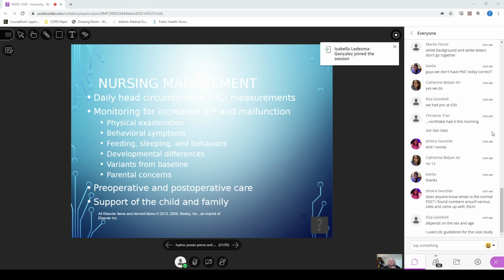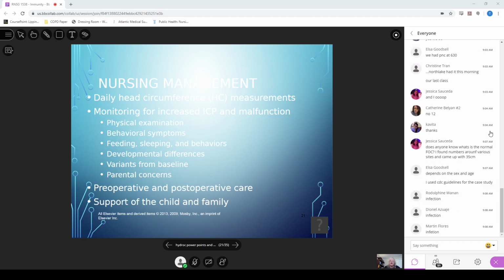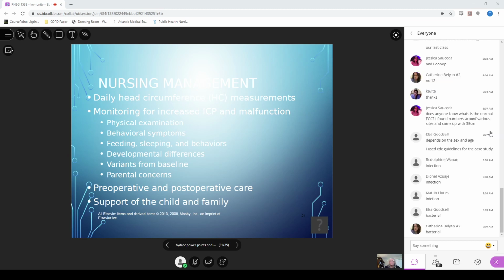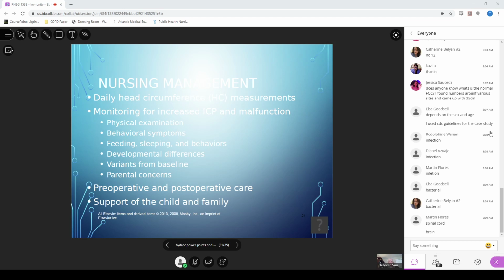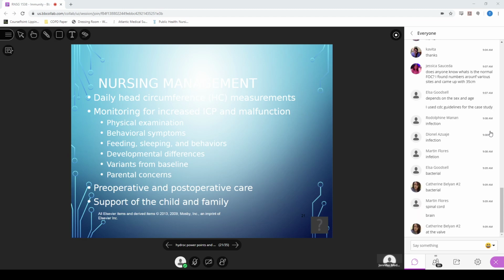So these are the things we're monitoring for. What are the primary complications of surgery or a VP shunt? Infection. Yes, what kind of infection are we looking at? Bacterial. Okay. So where are we concerned for this infection to occur? At the shunt site. Not typically the spinal cord, but yeah, the brain, more a meningitis because it is a direct line into the brain. Where else might they get an infection? The ventricles, at the valve, so that's still in the brain.